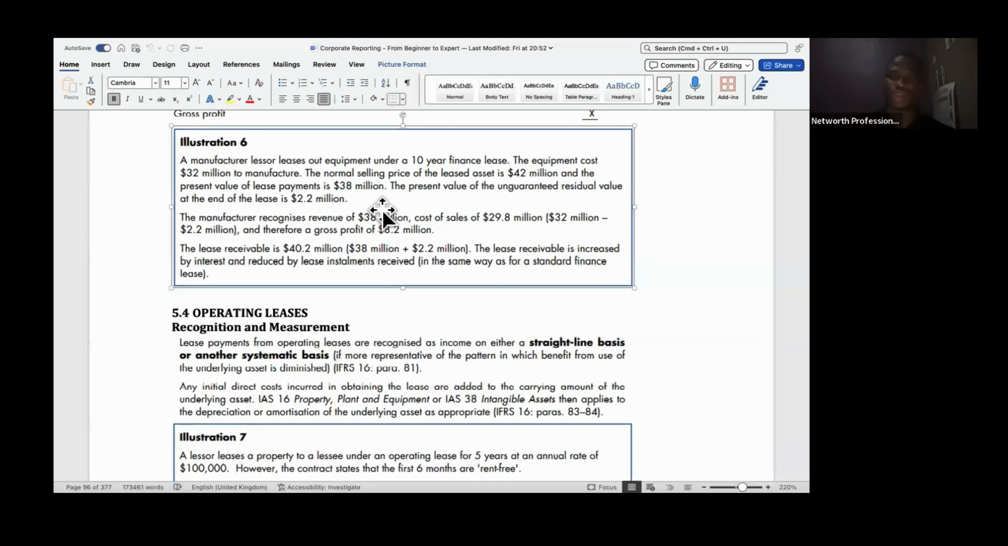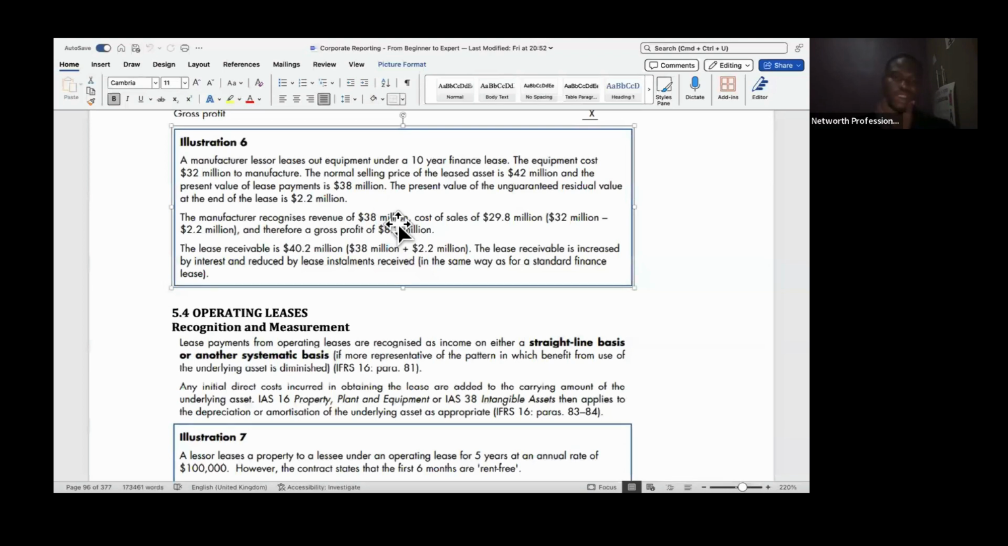The cost of sales is going to be the cost of the asset, which is 32 million, minus the present value of unguaranteed residual value of 2.2 million. By the time we do 38 million minus 29.8 million, that gives us 8.2 million as our gross profit.